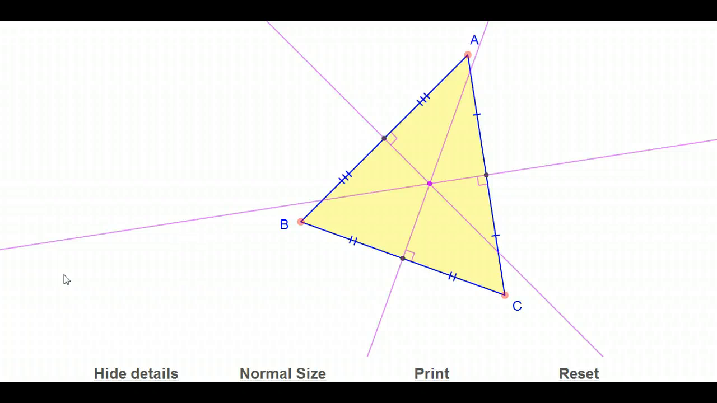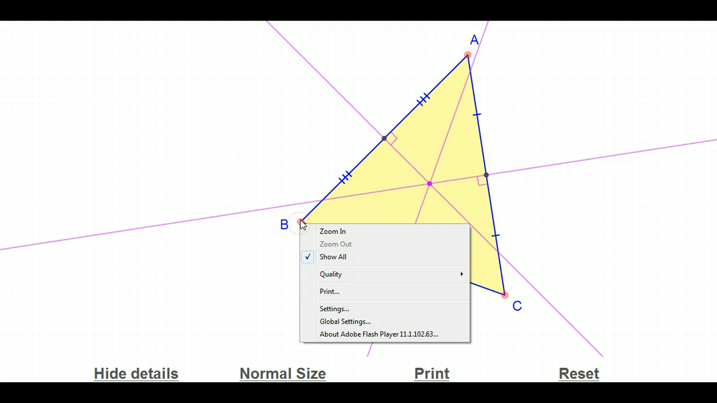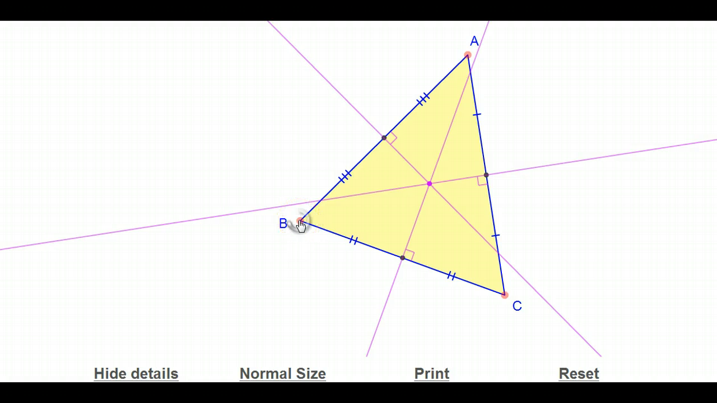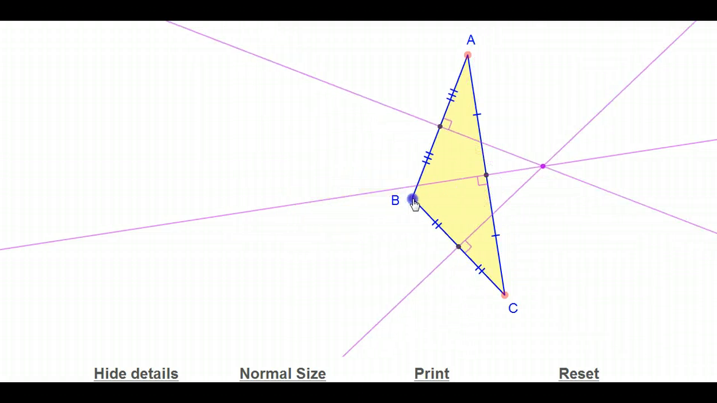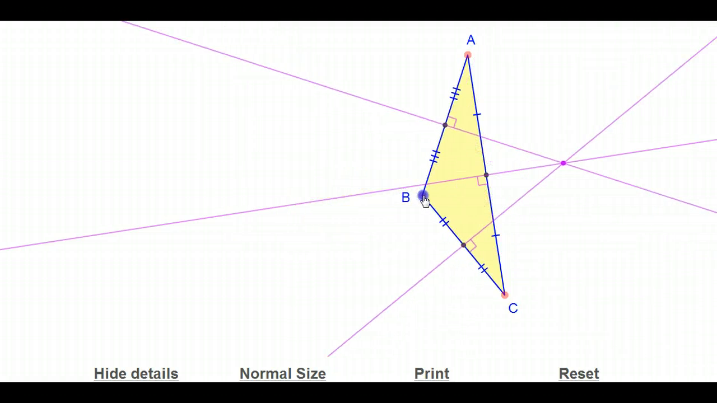Okay? So, what kind of triangle are we looking at right now? Is this a right triangle, an acute triangle, or an obtuse triangle? This is an acute triangle right now. So as long as this is an acute triangle, the circumcenter is inside the triangle. If I move this to be an obtuse triangle now, there she goes.